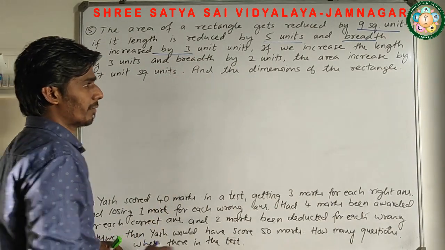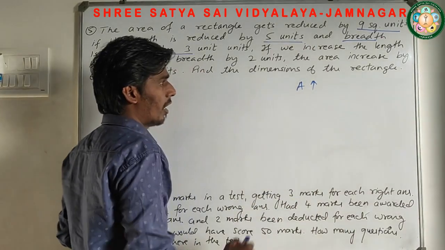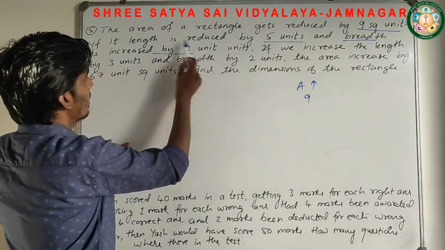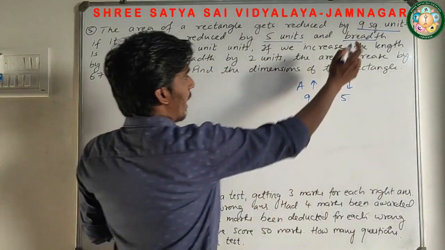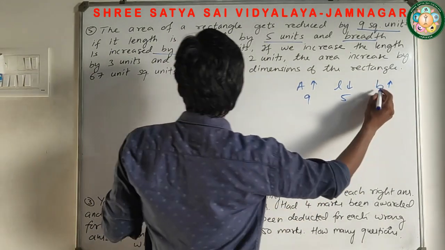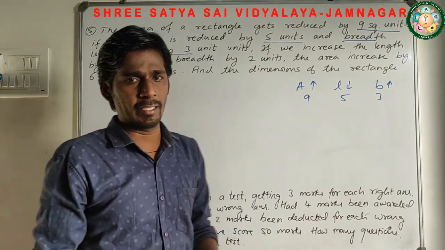दो चीजें हो रही है यहाँ पे. 3 things are there. Area is what? Decreasing. How much? By 9. Length is what? Length reduced. Length is decreasing by 5 and breadth is increasing by 3. So from these 3 things you have to form equations.